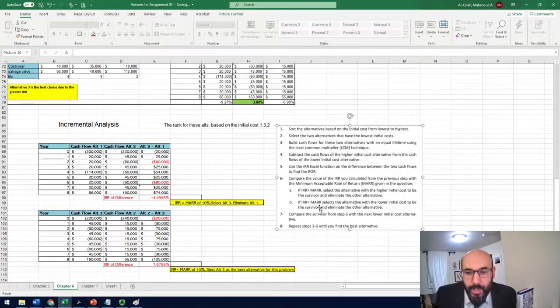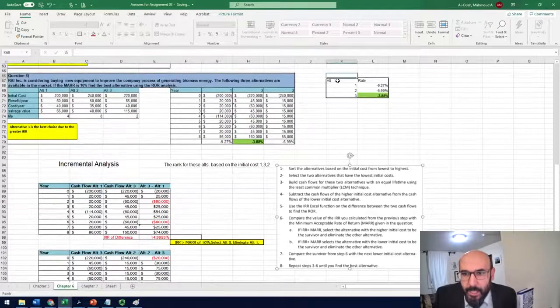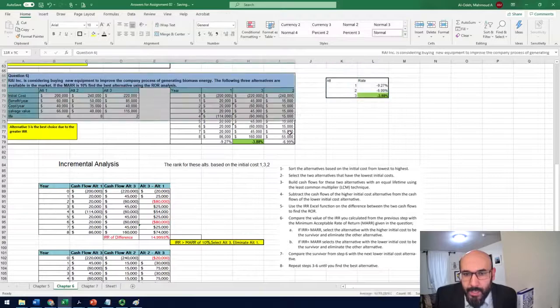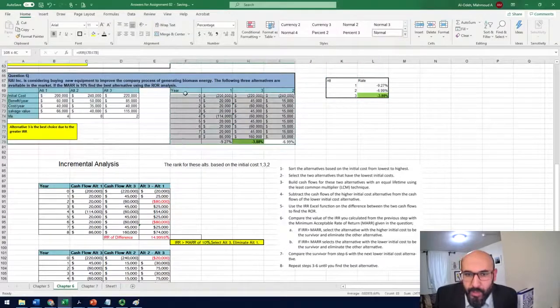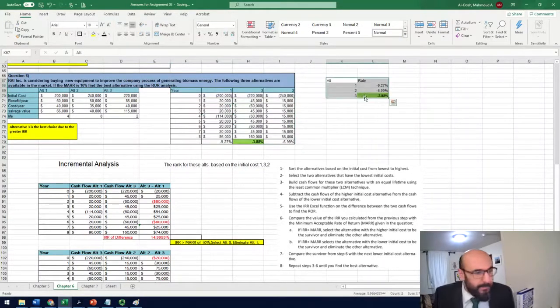We did eliminate 1 and 2. This is not profitable, and this will match technique number 1 and technique number 2 here, what we did for these alternatives. Again, I hope this is helpful.